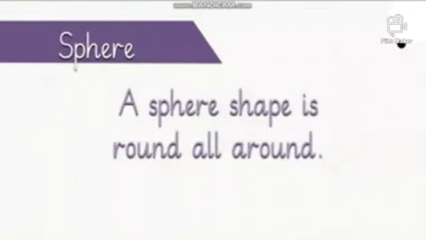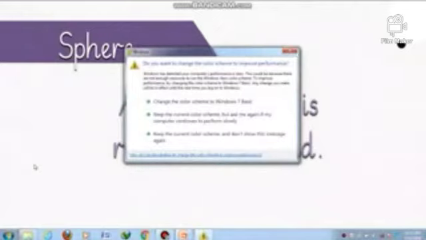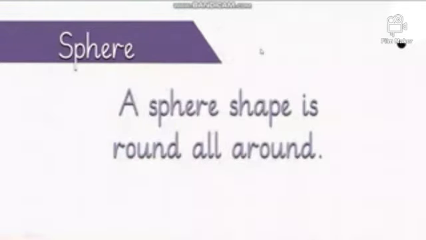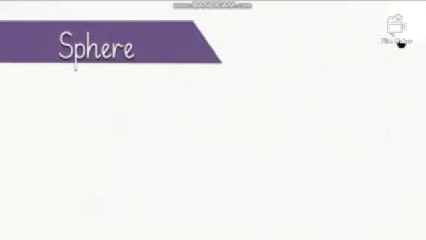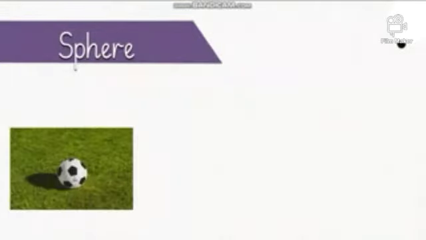at home. Okay, sphere shape. A sphere shape is round, all round. It's like a ball. You read also in your class, sphere shape is like a ball. We have some examples of a sphere shape. You see, the teacher shows your examples. If you have any object at home, show me also which is a sphere shape.